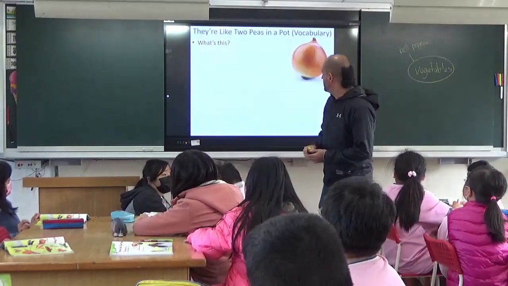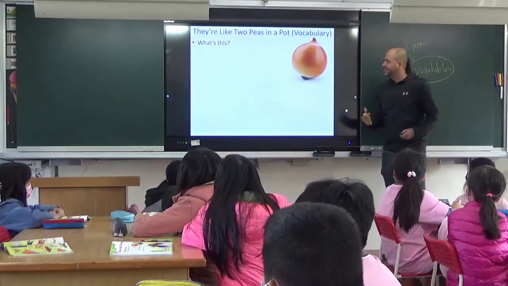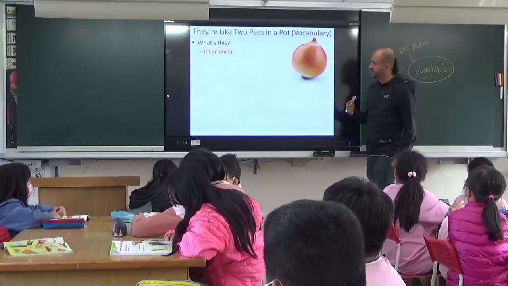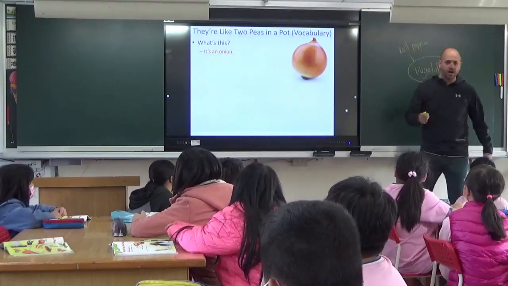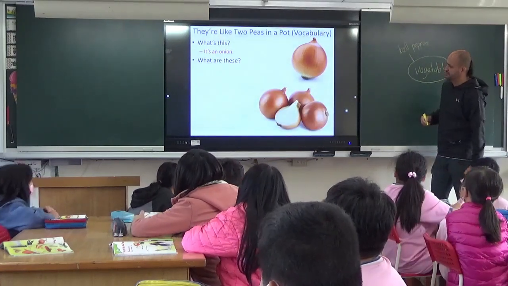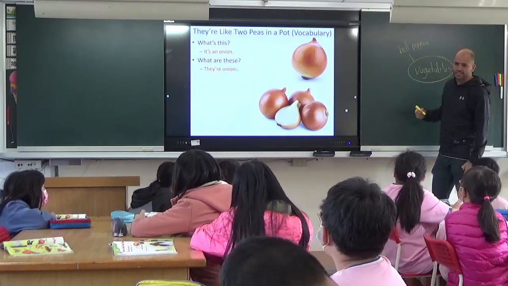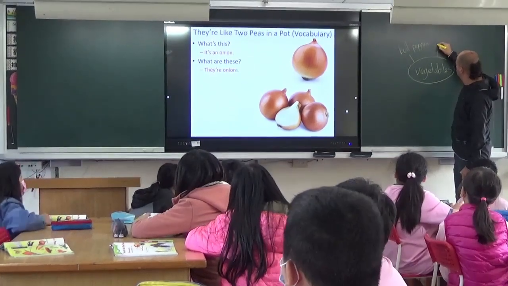All right, next one, what's this? It's an onion. Remember, we say it's an onion. An onion. And what are these? They're onions. Yes, everybody, they're onions. Onions.